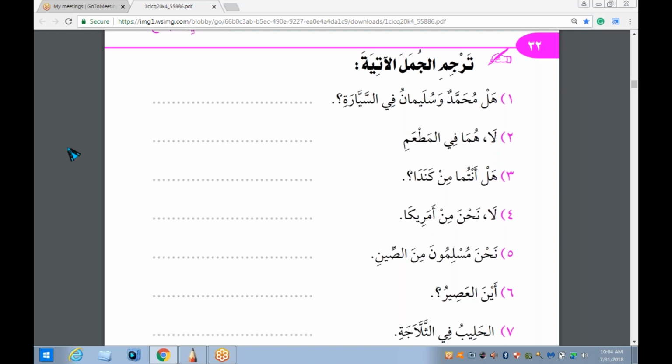قال المؤلف حفظه الله ترجم الجمل الآتية. Translate the following sentences. Our concern here is to read. Everybody's going to read 3 sentences. طيب يا محمد تفضل.